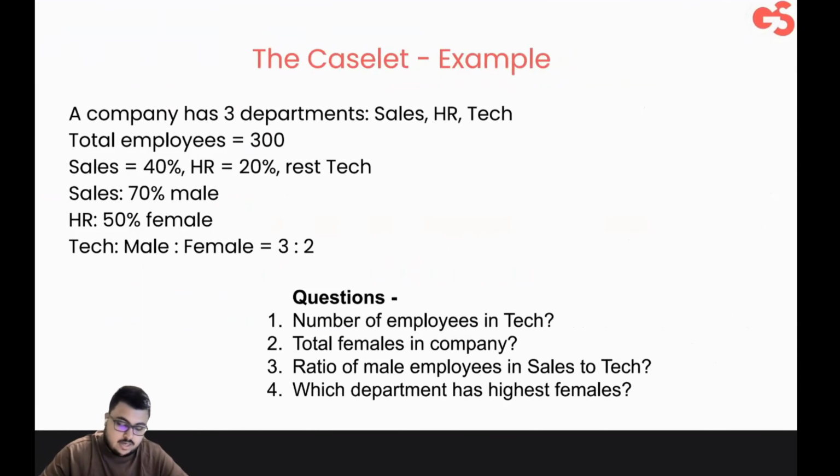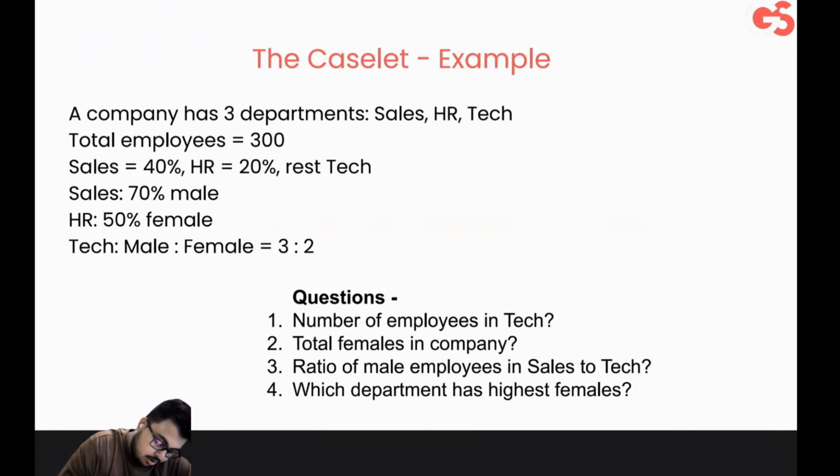So this is an example that I've taken. I've made this example on my own. This is based on your previous year questions, and the questions that I've taken are also of the type that has been most commonly asked in caselets. So let's start with just reading it.